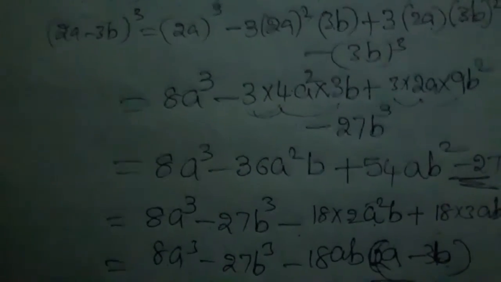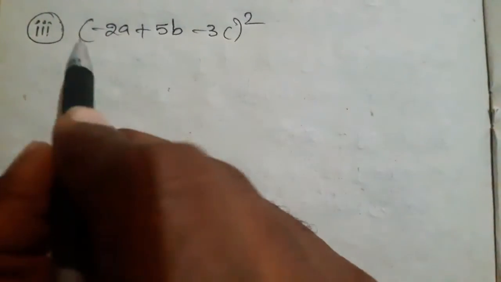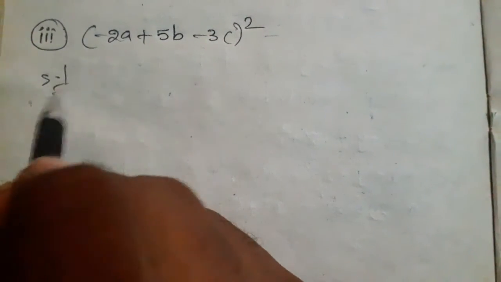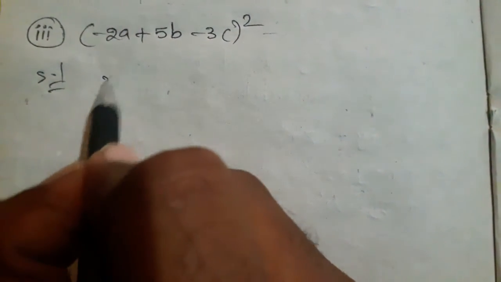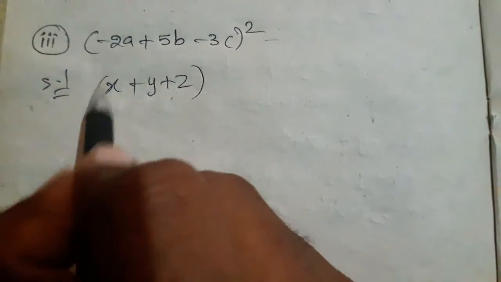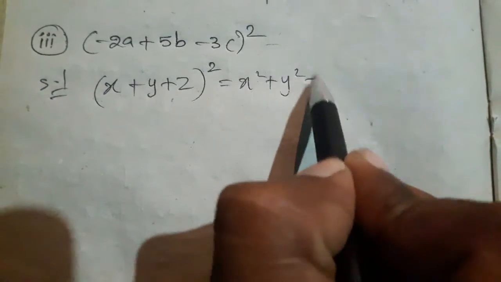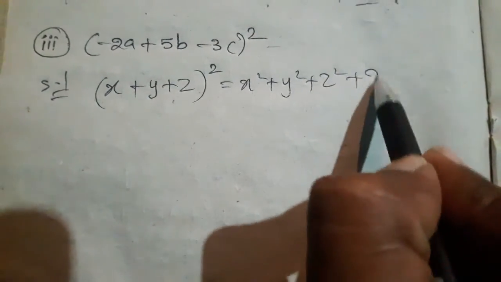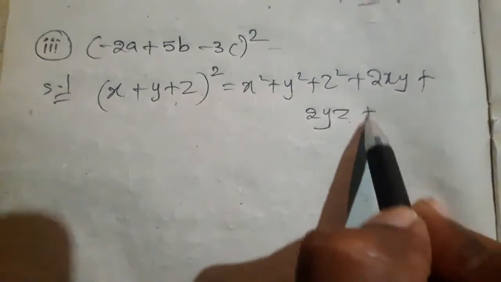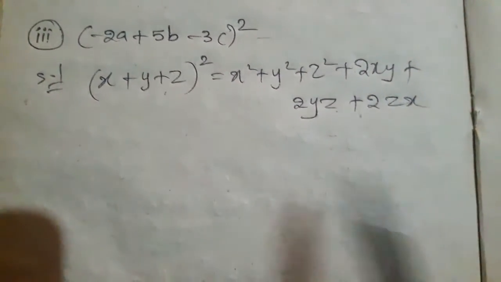Understood all of you? Yes. Now move to the next question. See here, this is given. So solution: (x + y + z) whole square equals x square plus y square plus z square plus 2xy plus 2yz plus 2zx. This identity is useful here.